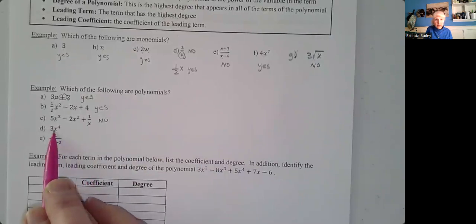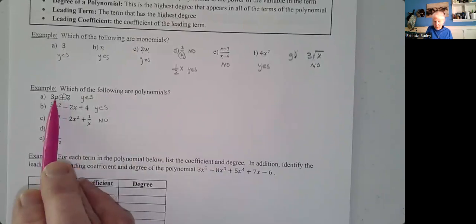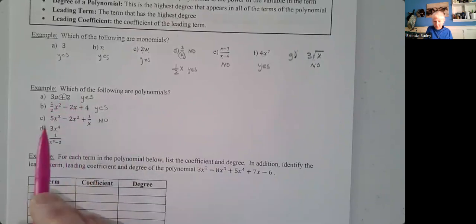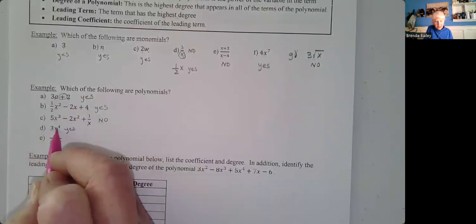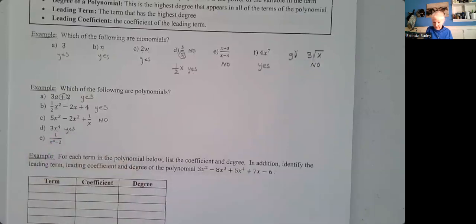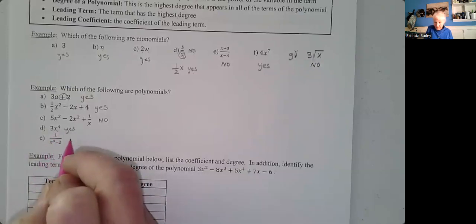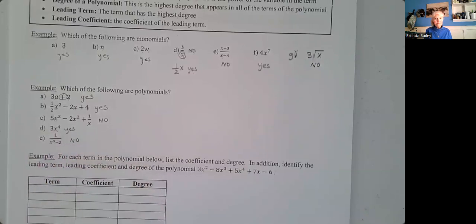All righty. Let's look at D. It is a polynomial. It's got just one term. We could call it a monomial, just like we could call this one a binomial and this one a trinomial. So this would be yes. The variable is not in the denominator, no radical. It's a monomial, and it's also a polynomial. This one is no.